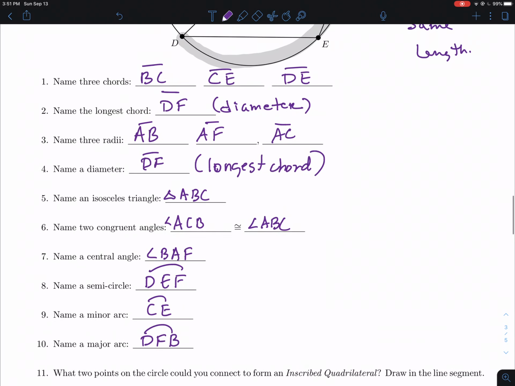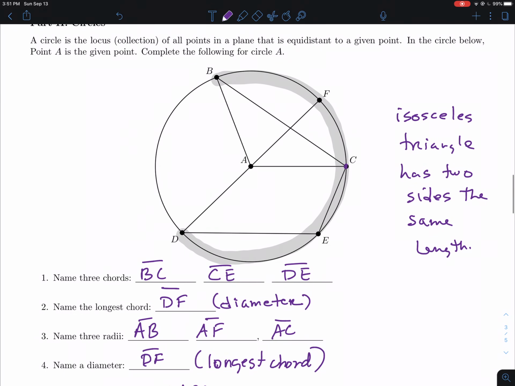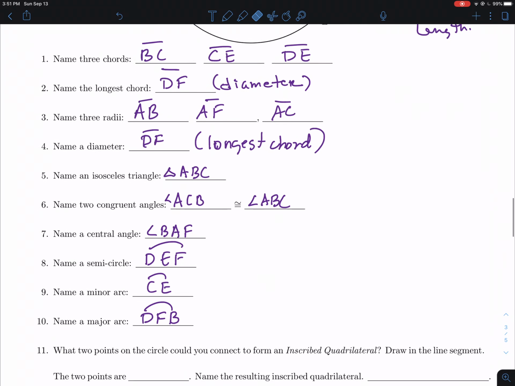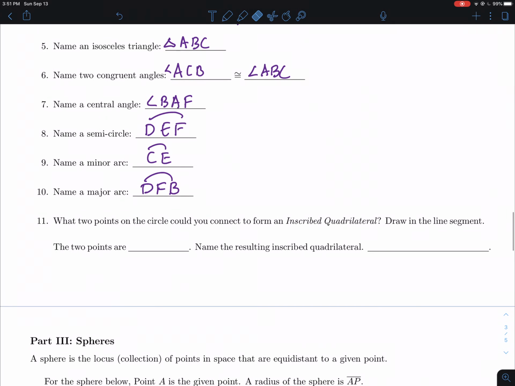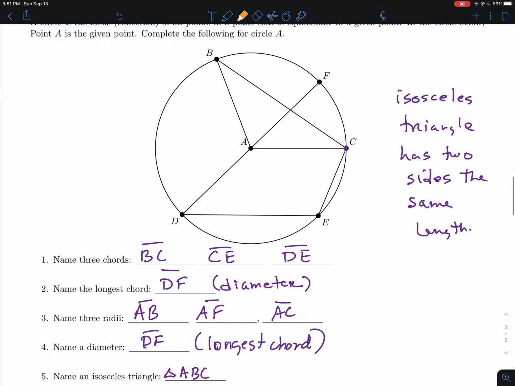All right, last thing, let me erase this real quick and then we'll go read what we've got to do. What two points on the circle could you connect to form an inscribed quadrilateral? Again, what we're looking for is a four-sided figure that lives inside the circle. So we want to draw in the line segment, name the two points, and then say what kind of quadrilateral it is. We saw we had an inscribed triangle in there.